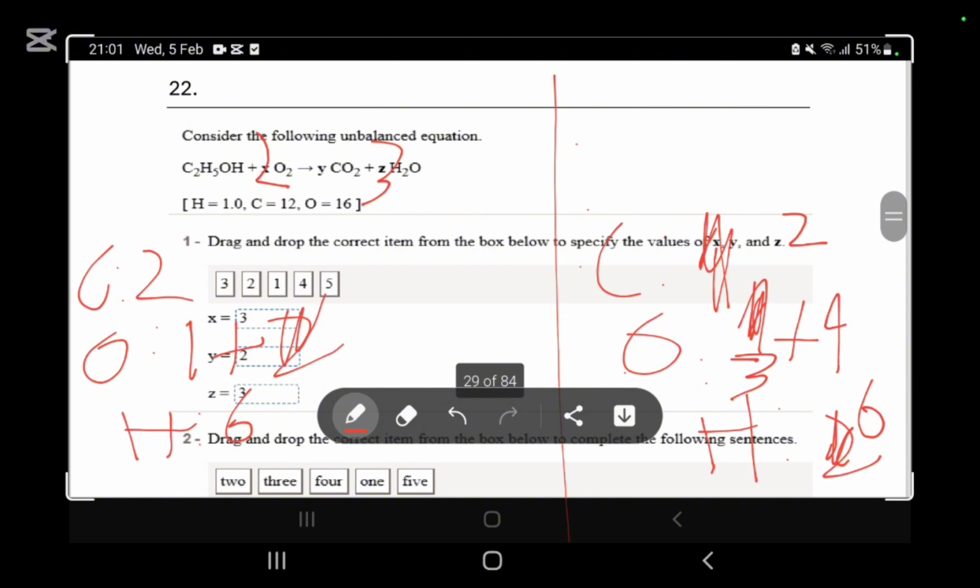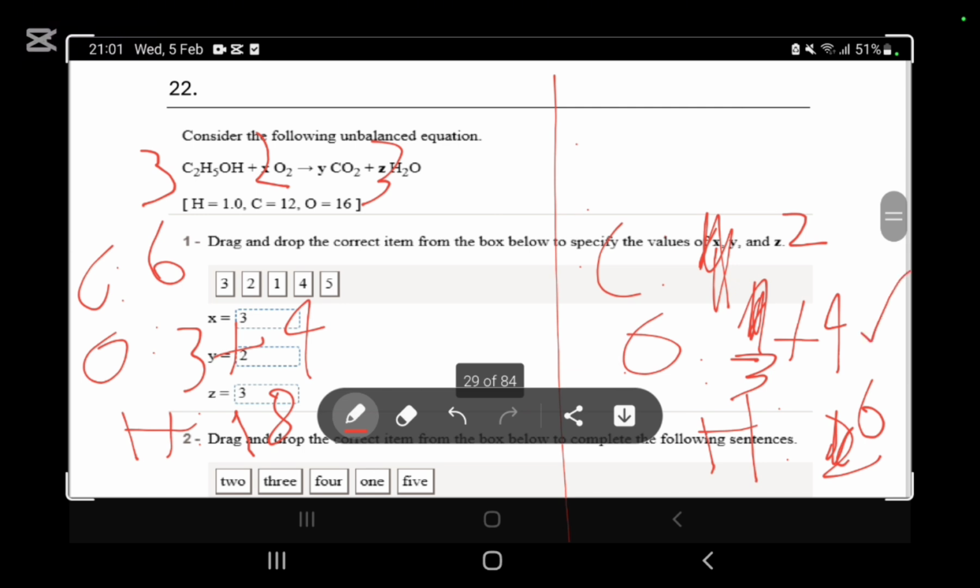Okay, so that means we are going to put a 3 here, which makes this 6, this 18, then this 3, then this 4. Okay, so now we balance this out.